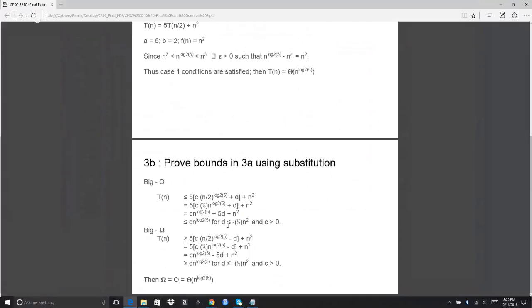So now it's pretty simple to derive a bound for d so that we can take care of the n squared. And so anything less than or equal to negative 1/5 n squared for this d term gives you c n^(log 2 5) for any c greater than 0. So this brings us back that T(n) is less than or equal to c n^(log 2 5), given this value for the d term.